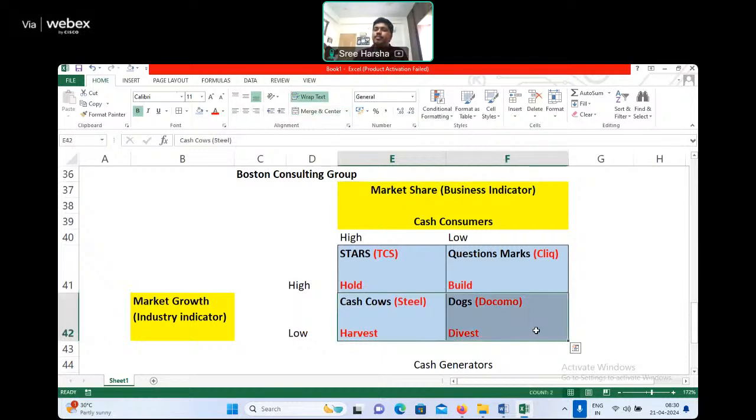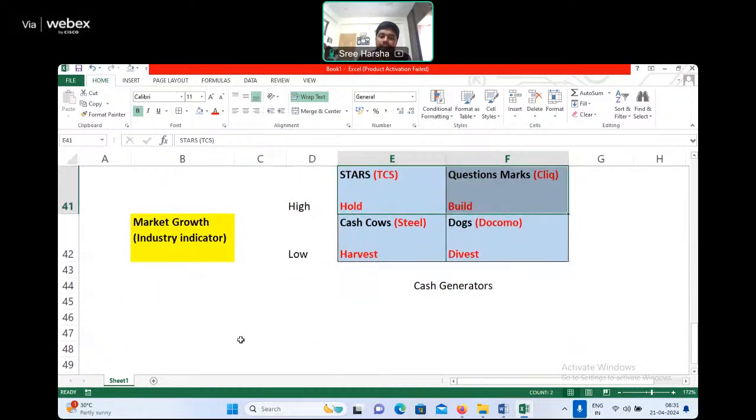Take that cash, put it into cash consumers in your portfolio so that you can keep growing your businesses. This is what is told by BCG, a company called BCG. It is nothing but Boston Consulting Group. However, this analysis goes wrong sometimes. That is the reason why we have the next matrix.